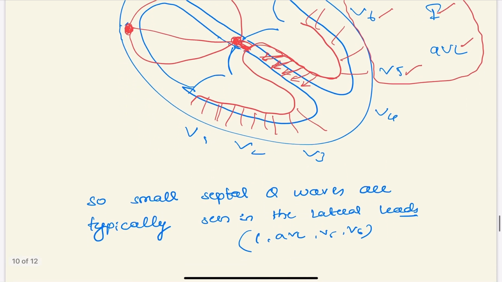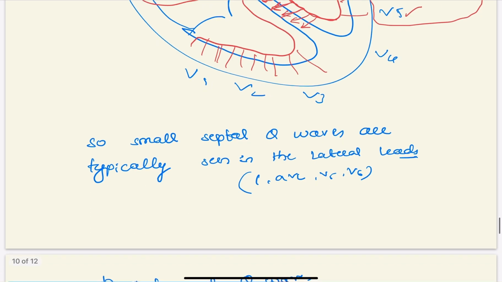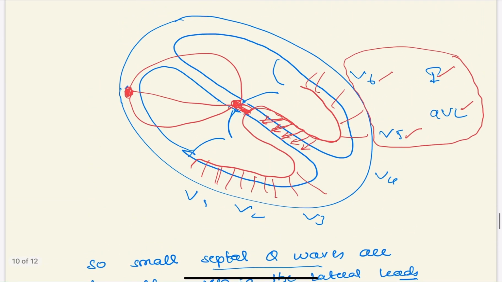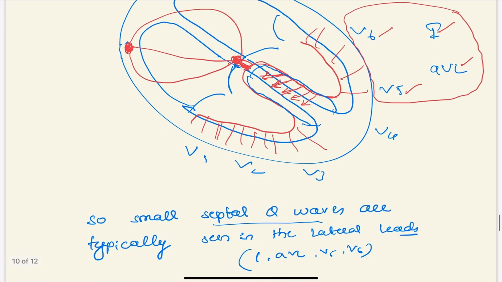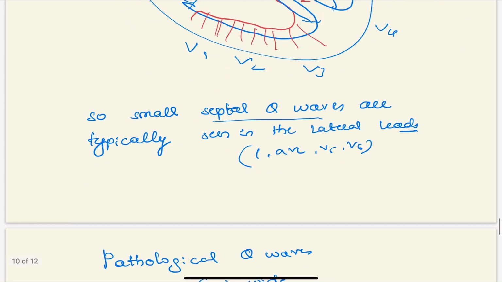So small septal Q waves are typically seen in the lateral leads 1, AVL and V5, V6, which is normal. And one more basic thing that I want you to remember is, the more the muscle mass, the more the voltage. Let's suppose the septum is hypertrophied like this. So more voltage, so you see bigger Q waves. So that is the finding in hypertrophic cardiomyopathy.